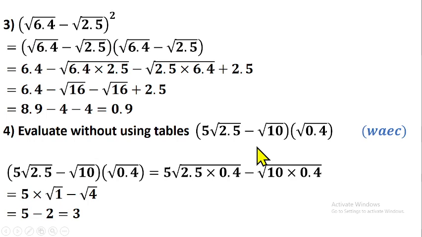We have to evaluate without using tables. Open bracket 5 surd 2.5 minus surd 10 close bracket multiplied by surd 0.4. You are not to use a calculator or anything to simplify this. But you can see that this bracket is multiplying this bracket, or this bracket is multiplying the bracket. Any one you want to do, it's still the same question, the same way. What do we do? We have this multiply this, minus this one multiply this.